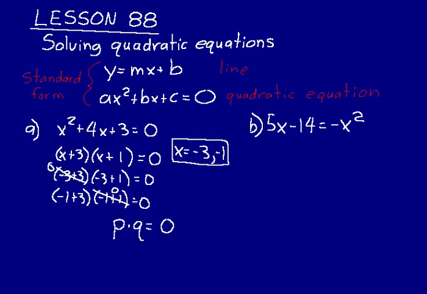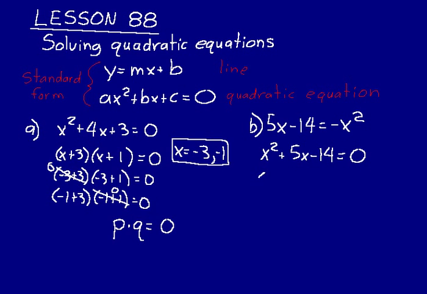You need to get it in standard form. Just like when we're trying to work with an equation of a line, we always want it in standard form first before we try to graph it and figure out what's actually going on with that equation. So get this in standard form. That means a 0 on the right side, so we would add a positive x squared to both sides. And we'd have x squared plus 5x minus 14 is equal to 0.